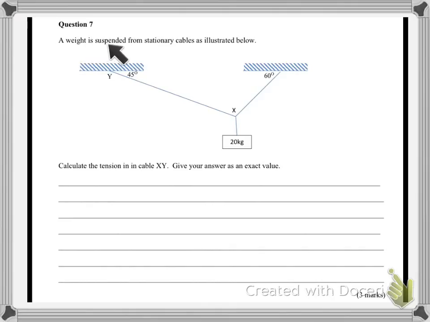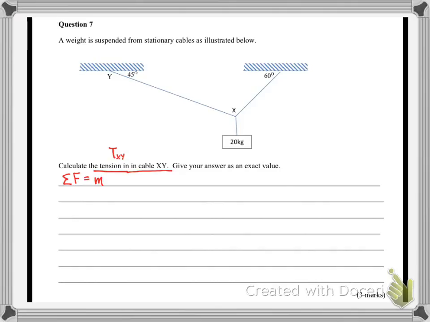Now, a weight is suspended from stationary cables, as illustrated below. Oh, look at that. It's like hanging someone's lunch above a pit of crocodiles. Why not? So, it's 20 kilograms, and we've got this cable, X to Y, at a 45-degree angle, and we've got this cable, X to maybe some other point, let's call it Z, why not, at 60 degrees. Now, our job is to calculate the tension in the cable. So that's the force of tension that's in this cable, T to X, so it's this one.